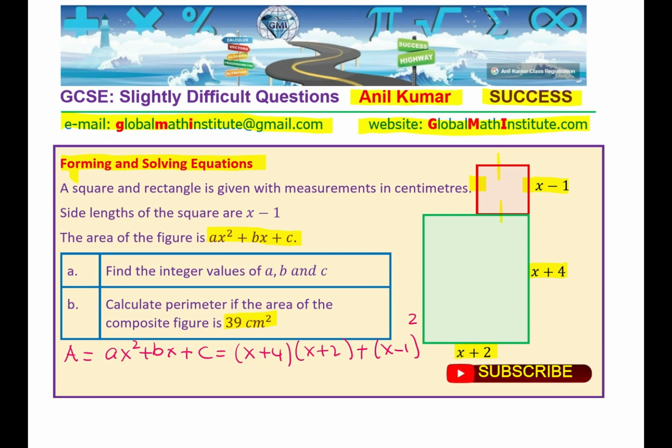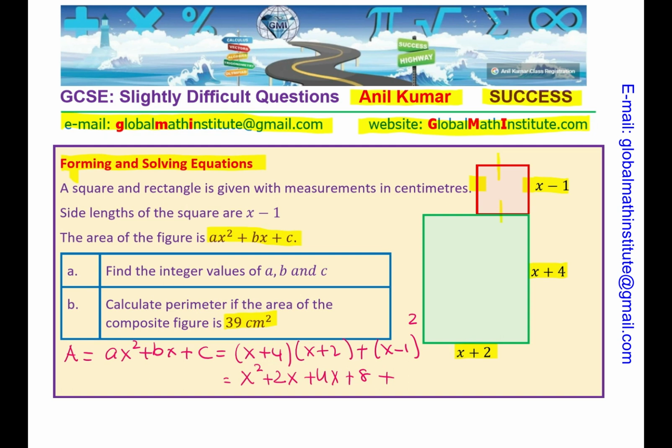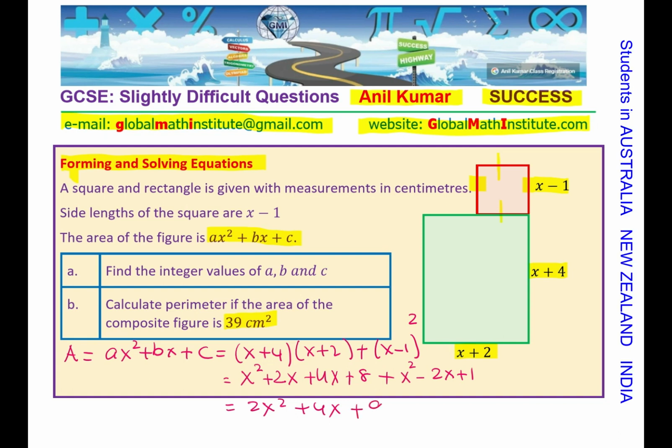So let's expand and simplify the expression on the right. Multiplying, we get x square plus 2x plus 4x plus 8, plus, expanding x minus 1 whole square, we get x square minus 2x plus 1, correct? Combine the like terms, we have got 2x square. 2x plus 4x is 6x, minus 2x gives you plus 4x, correct? 8 plus 1 is 9. So this is equal to ax square plus bx plus c.